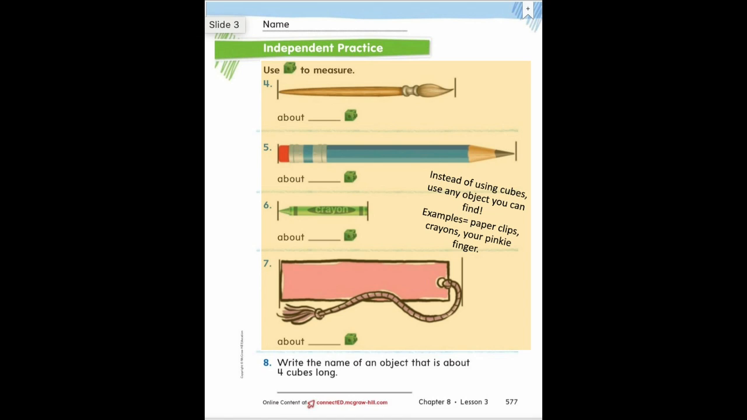Again, on the next page it says to use cubes to measure, but you are going to use whatever you have been using to measure the objects. So instead of, maybe you could cross off the cube there and write what you were measuring with next to each number that you write. And you are going to measure those 4 objects on the paper.